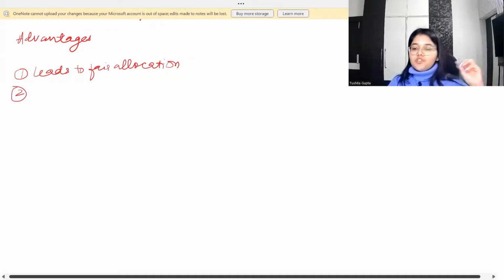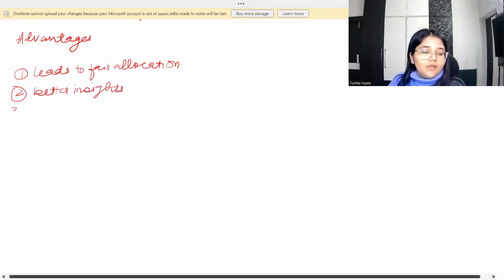Another advantage which ABC offers you is that it gives you a better insight into what is causing the cost, into what is causing the overhead cost that you are incurring, and how you can eventually control those costs. Once you know what is causing them, you will also be able to control them. So I'm just summarizing the subheaders over here. You can just learn them and expand them on your own.